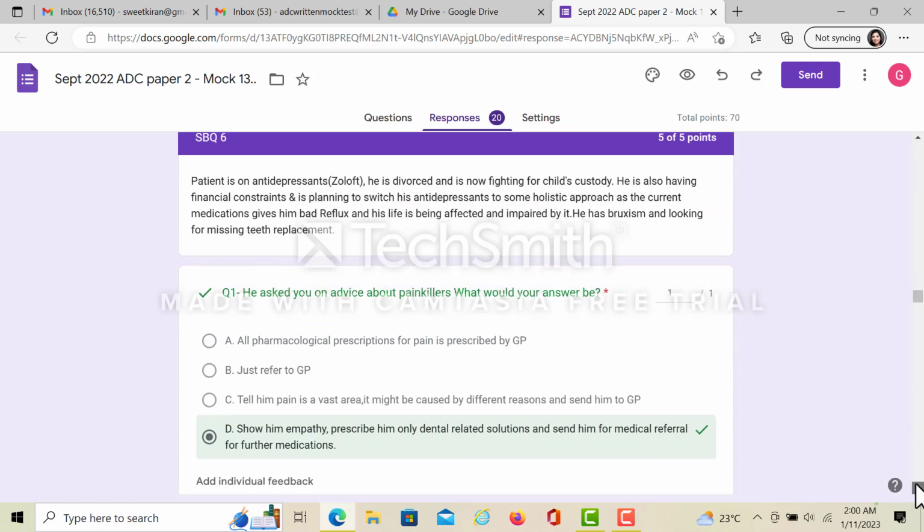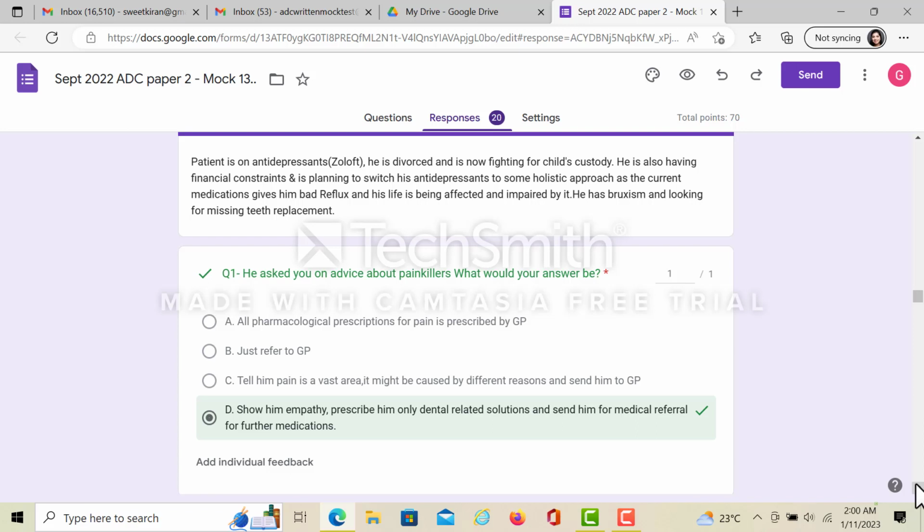SBQ6. The patient is on antidepressant and they have even given the brand name Zoloft. He is divorced and is now fighting for child's custody, which means he's under a lot of stress. Plus, he's taking antidepressants. He is also having financial constraints and is planning to switch his antidepressants to some holistic approach as the current medication gives him bad reflux, and his life is being affected and impaired by it. The antidepressants have their own side effects, one of which is the acid reflux. You feel highly nauseated. So he wants to change it as it's affecting his life.